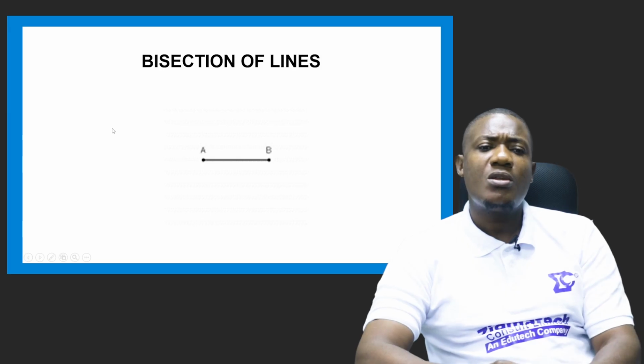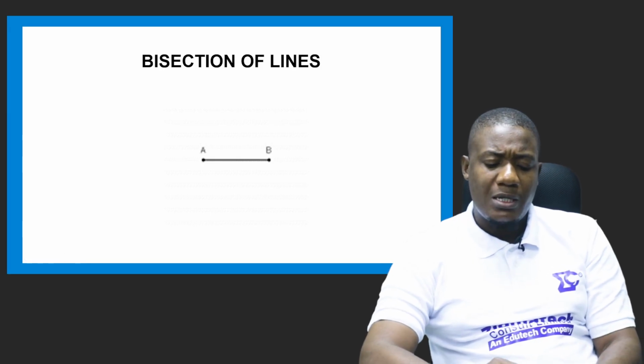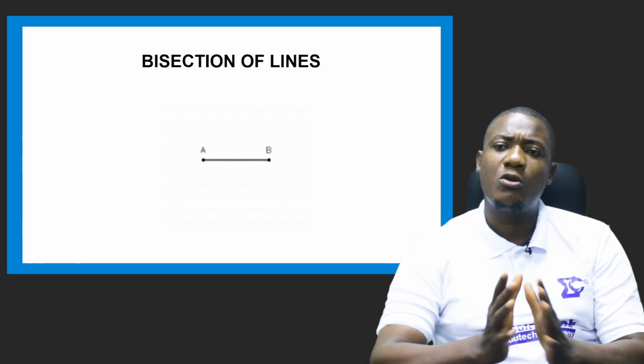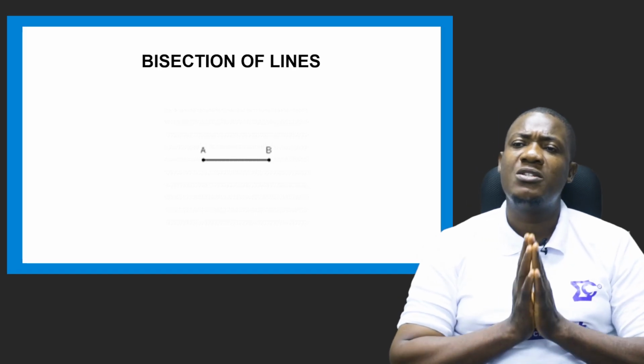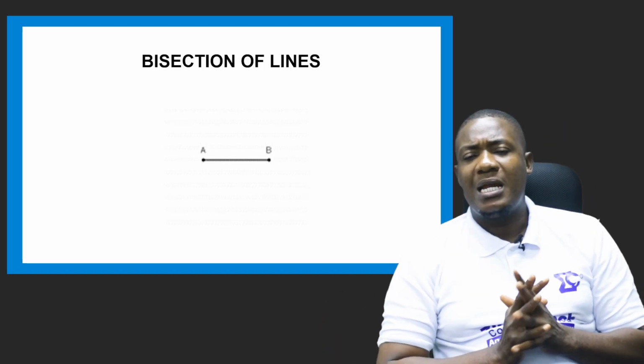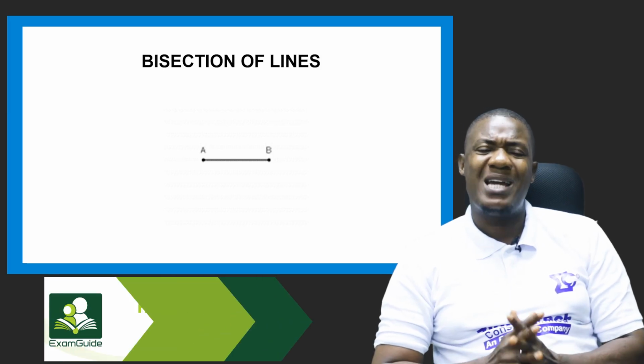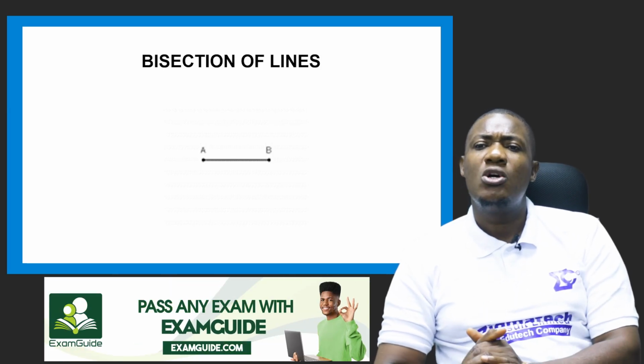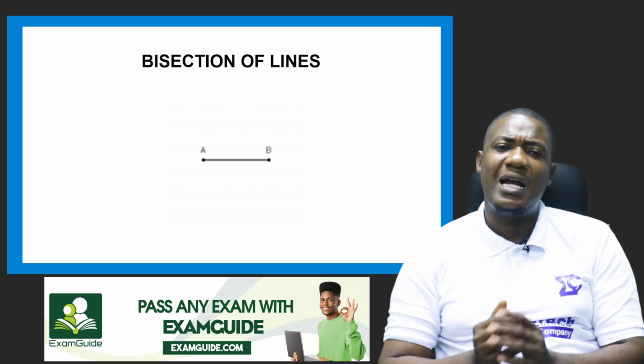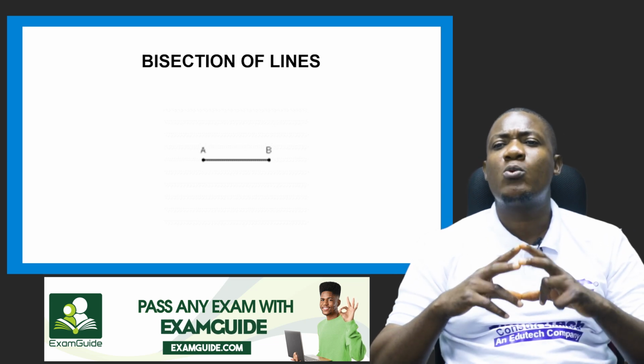Now, a line can also be divided into two equal parts. Whenever a line is divided into two equal parts, we'll say that line has been bisected. So to bisect a line simply means to divide a line into two equal parts.